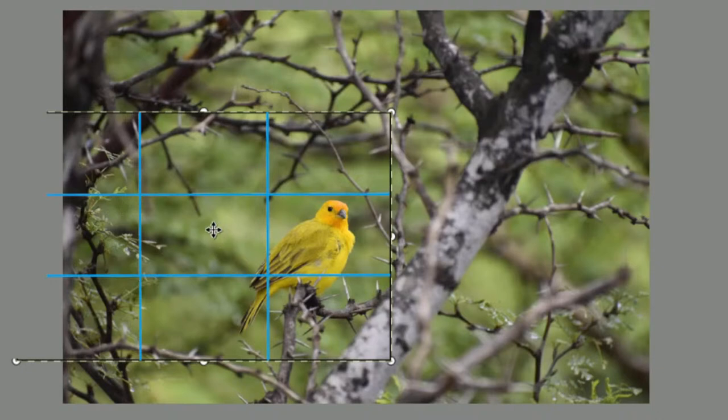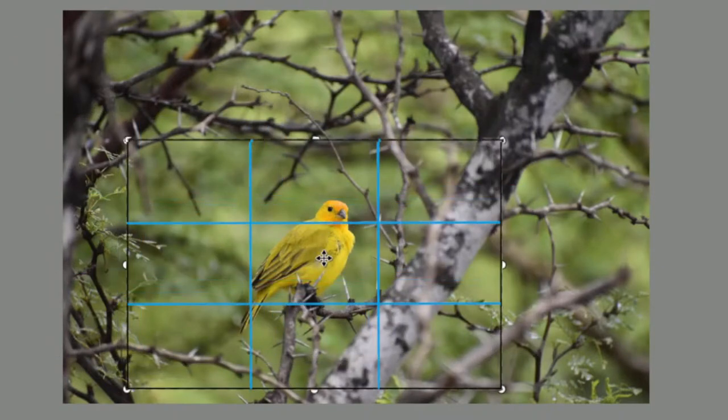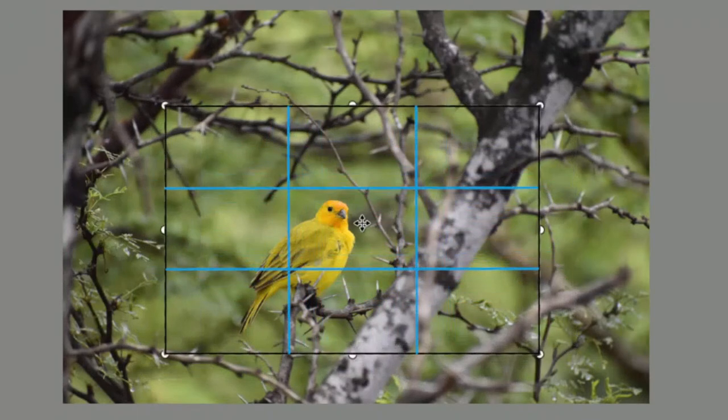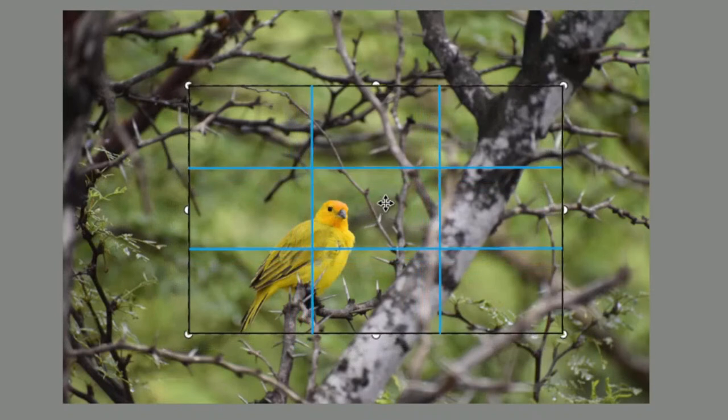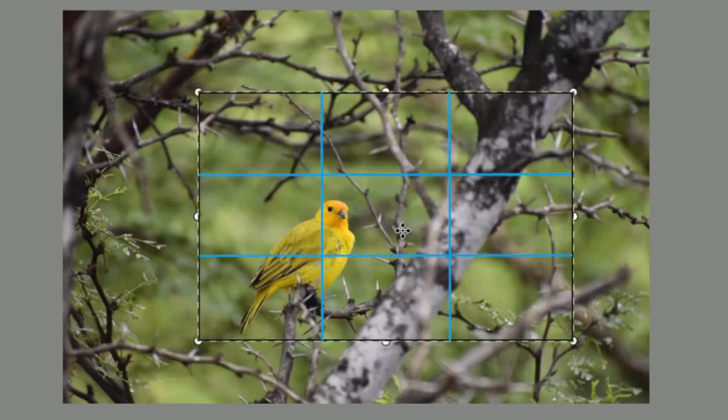then, when we use it within the parameters that it's designed to be used, we're most likely going to come up with a really nice composition.